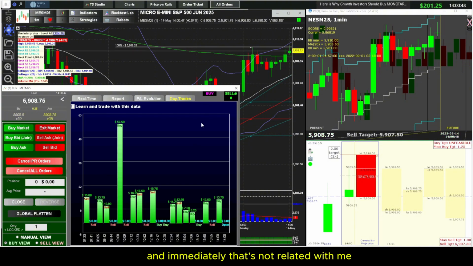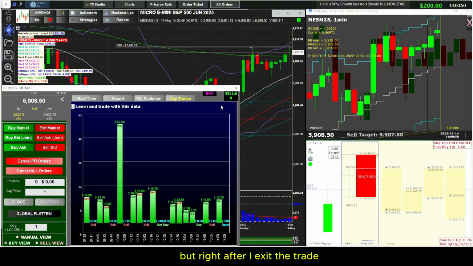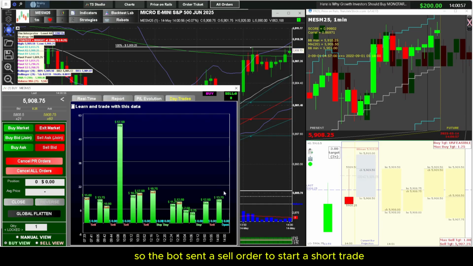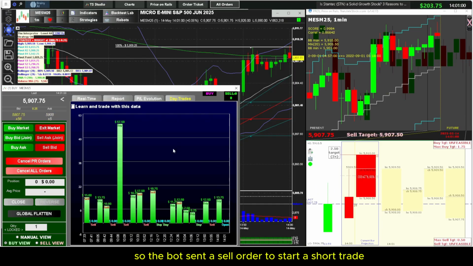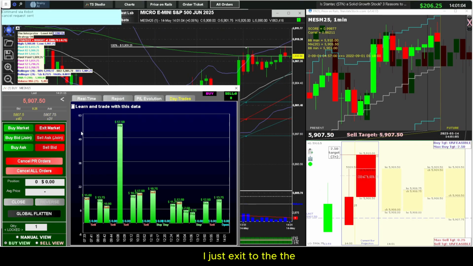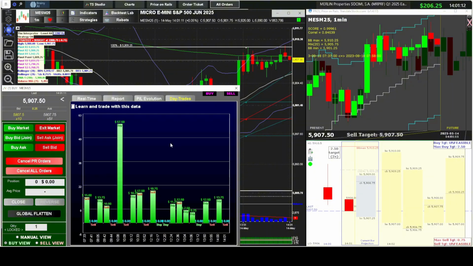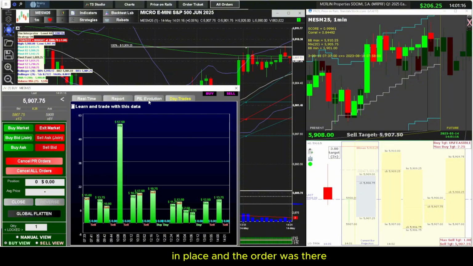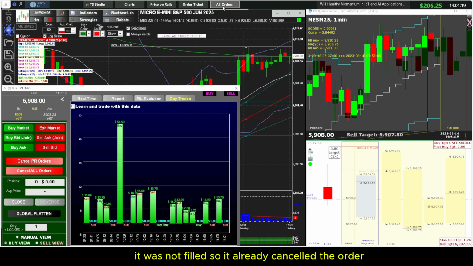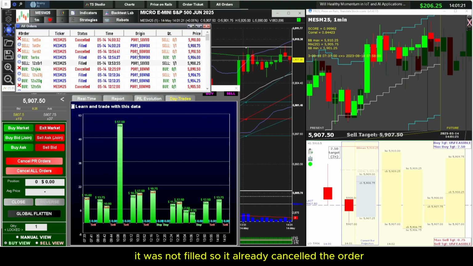And immediately, that's not related to me, but right after I exited the trade, we have this red bar here. It's an entry signal. So the bot sent a sell order to start a short trade, like by chance. I just exited the long position, and the bot started a short position that was canceled because the take profit was in place, and the order was not filled. So it already canceled the order.